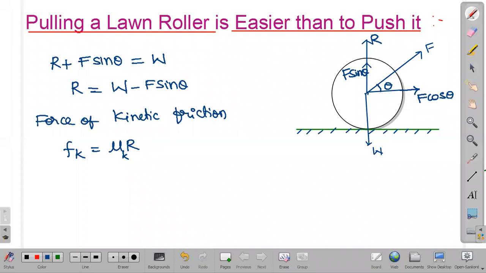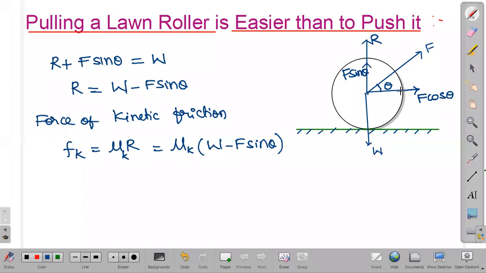Now, mu k into what is R? Just now we derived it here. So what is that? W minus F sin theta we got, right? So this is our kinetic friction. In the same way, if I write the same kinetic friction expression for pushing also, what do we get? I will check that, because when it has to move, when I am applying some force, I have to check how much resistive force there is.